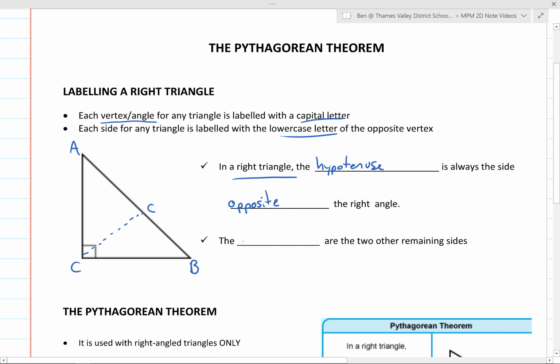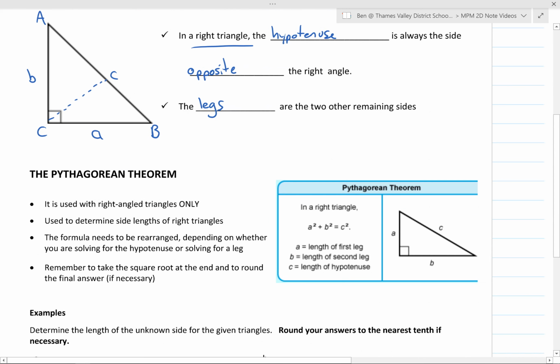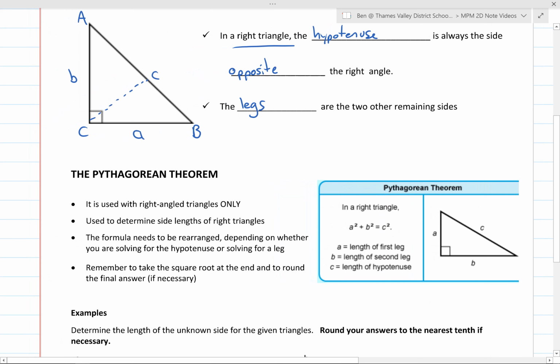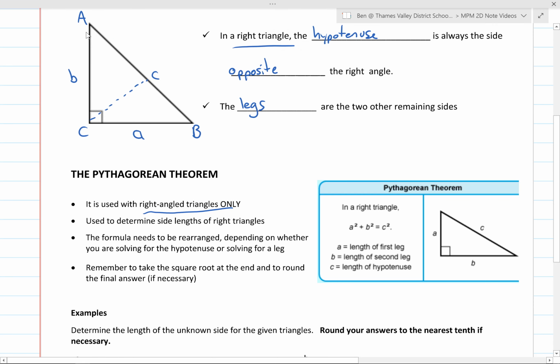Now, the other two sides, we call those the legs, are the two remaining sides. Those can be labeled with a lowercase b and a lowercase a. Now, our Pythagorean theorem itself, and you should have covered this a little bit in grade 9, is used only with right-angled triangles, and we can remind ourselves of this by recognizing we need a right angle in order to find our hypotenuse.